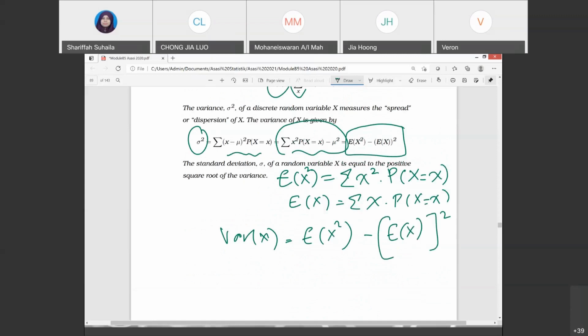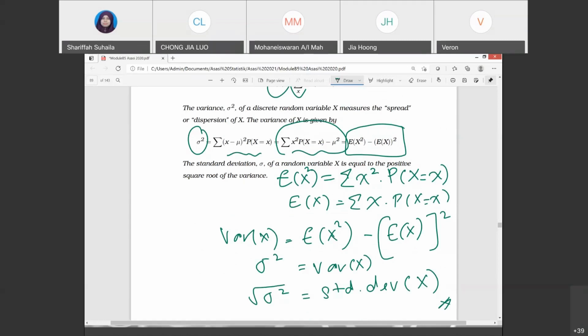Okay, ini dua benda yang berbeza. E(X square), which is summation X square times probability. E(X) yang kita dapat summation X times probability, so squared. So this is your variance sigma square. Ini formula dia lah ya. Sigma square sama dengan variance X. Kalau nak cari standard deviation, kamu square root je lah sigma square ni. So this one will give you standard deviation for X.